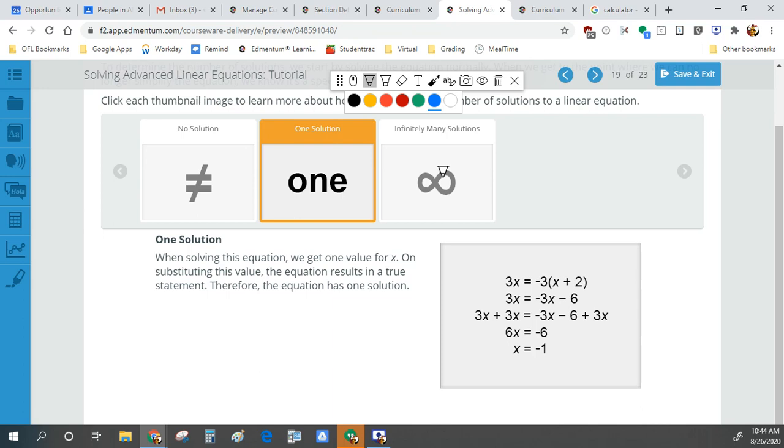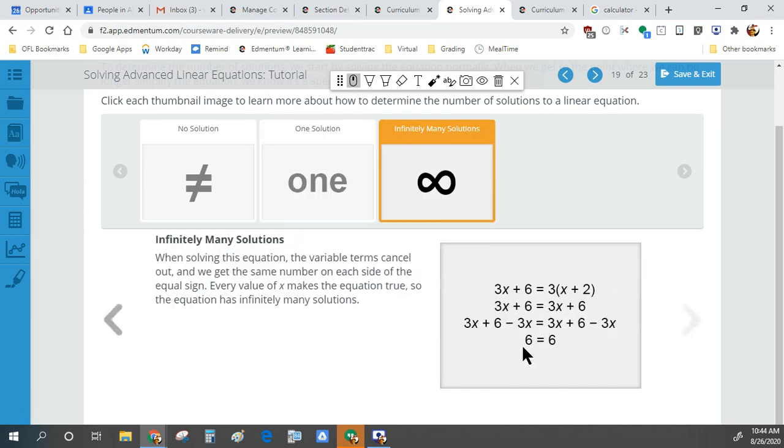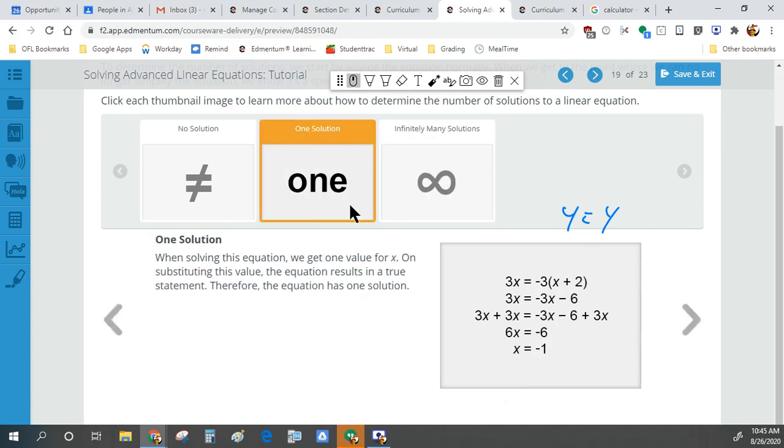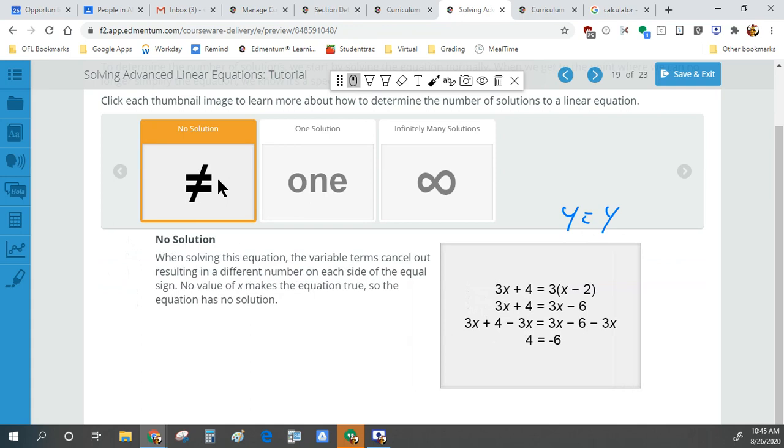When it looks like infinitely many, a line over a line, we're going to get something like 6 equals 6. It doesn't have to be 6 equals 6. It could be like 4 equals 4, whatever. It's always true. When is 6 equal to 6? Always. Infinitely many solutions. When is x equal to -1? One time. There's only one time when x equals -1. Out of all the numbers in the world, there's only one time. When does 4 equal -6? Never. There's no solution. There's never a point in time when 4 equals -6.